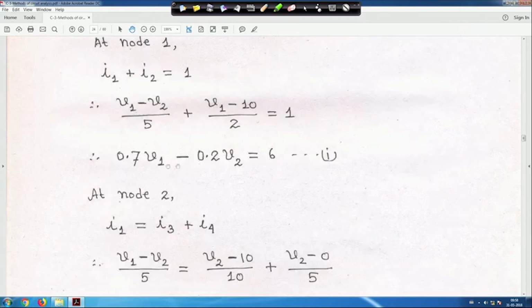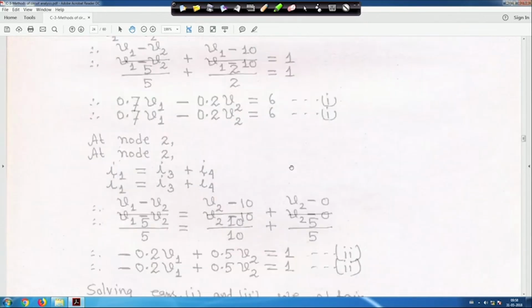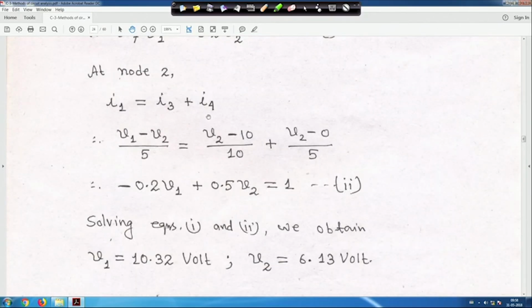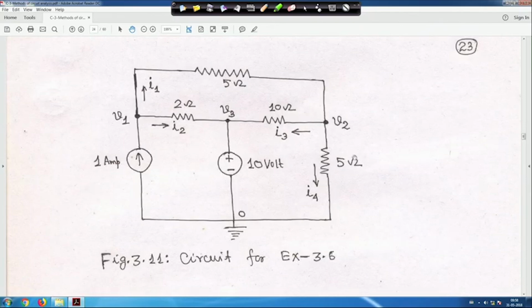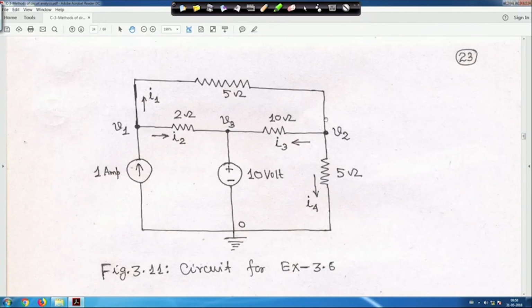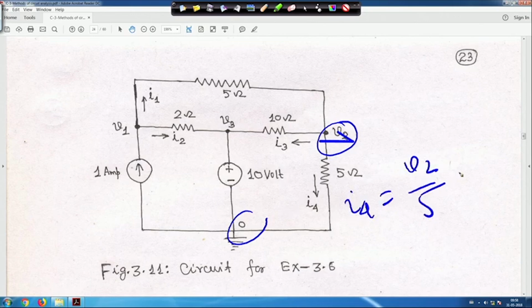So, you will get one equation in terms of V1 and V2: 0.7 V1 minus 0.2 V2 is equal to 6. This is equation 1. At node 2, I told you I1 is equal to I3 plus I4. So I1 is (V1 minus V2) by 5 is equal to (V2 minus 10) by 10, plus I4. This is your I4, with V2 at this node and this is the reference node, so I4 is equal to V2 by 5.